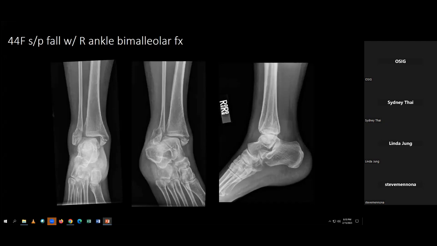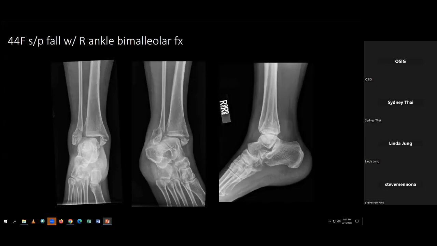So, we'll get into this. This is a 44-year-old patient who had a fall, and does anyone want to try and describe what they see here? So Jason, tell me about this patient. You just got called to see him. It might be in the emergency room. Tell me what's going through this person's mind.